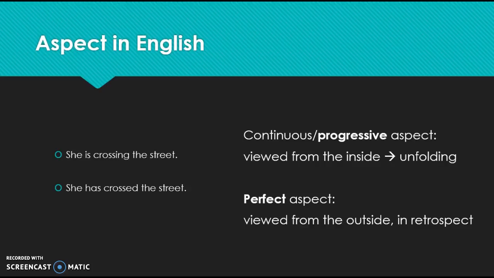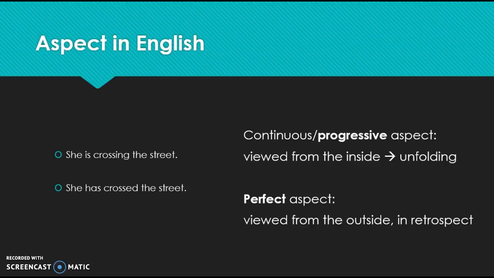So looking at our examples from last time, she is crossing the street. If you picture that, you may have seen her start crossing the street, but if you say the words, she is crossing the street, you haven't seen the bookend of that crossing event ending. The event isn't bounded on both sides. It's unbounded. It's still progressing. It's still unfolding.